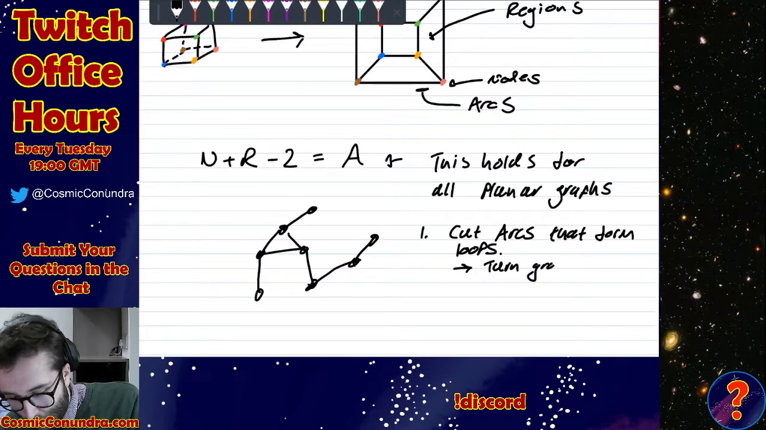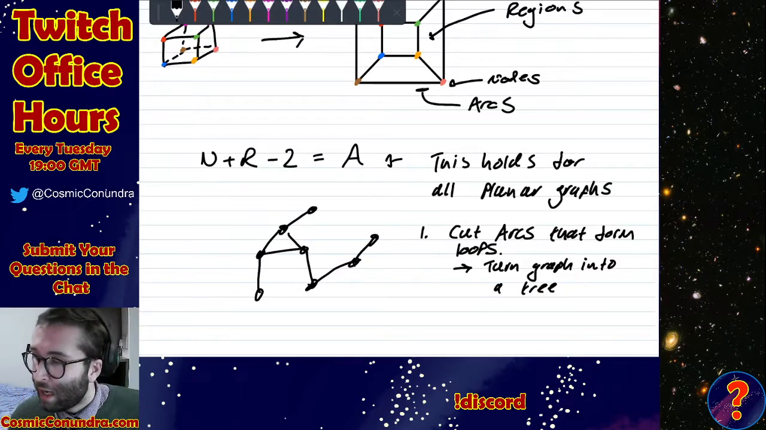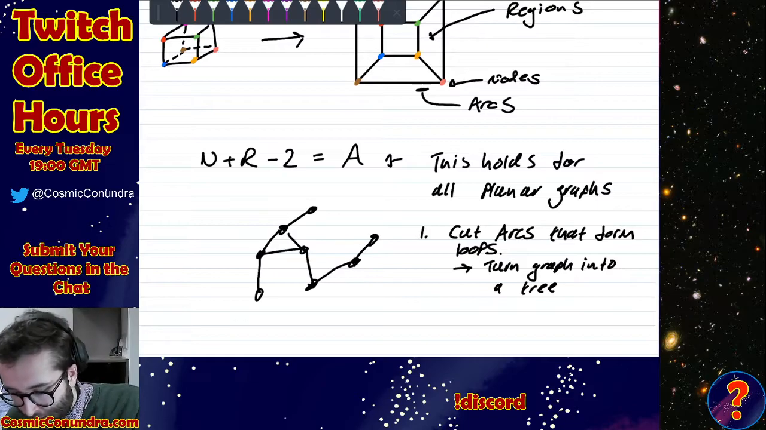So we want to turn the graph into a tree. A tree is a graph that has no regions enclosed. It has no cycles. So we want to cut that too. And now this is a tree. There are no cycles in this graph.